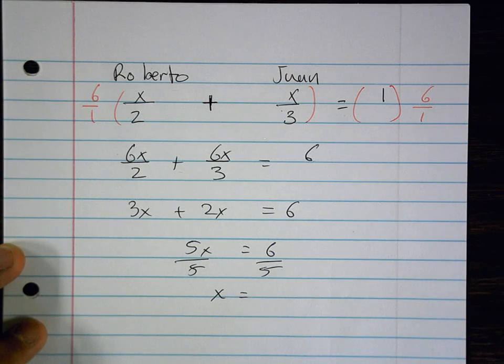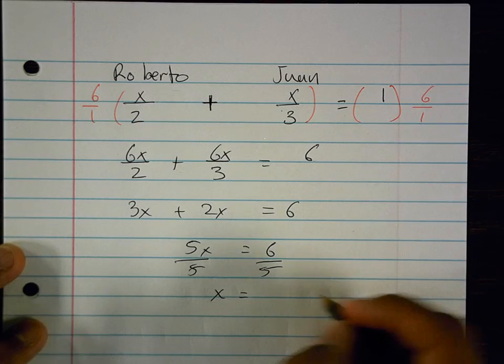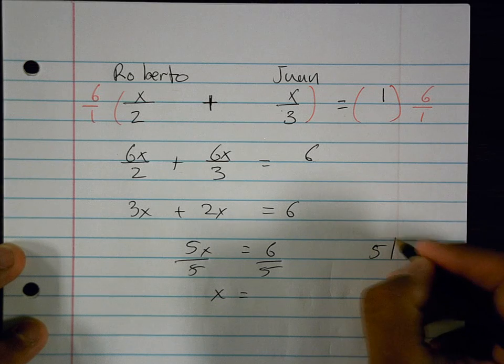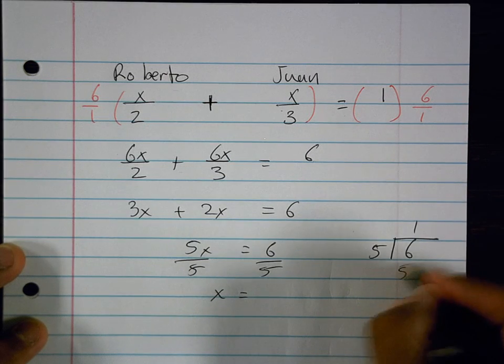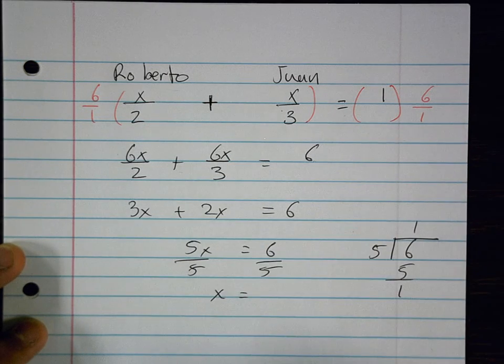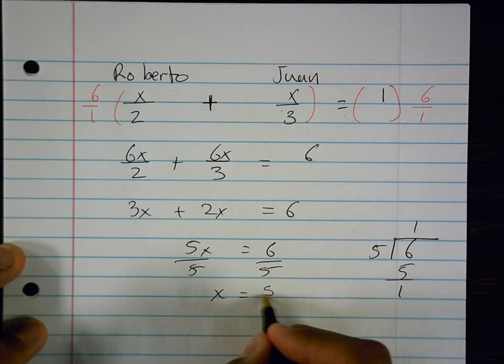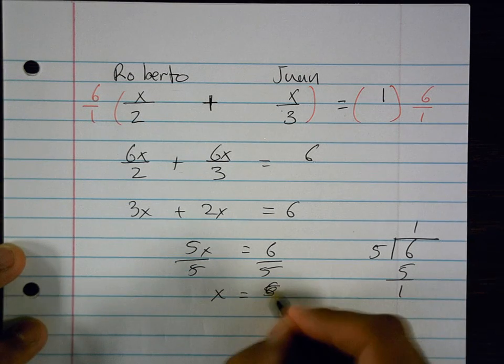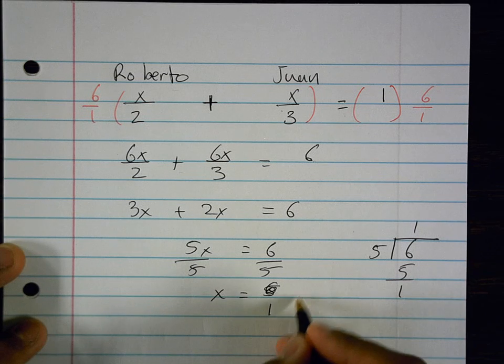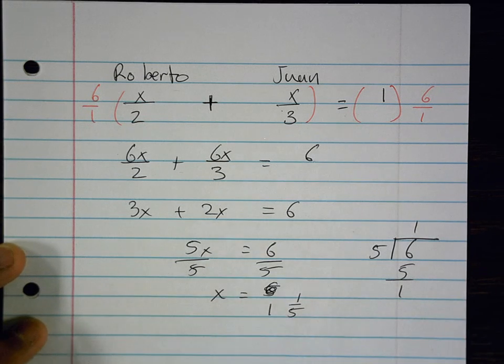From here, they usually want these as mixed numbers. So I would have to divide, and it goes in there one time, leaving a remainder of 1. So that is 1 and 1/5 hours, I believe they were talking about.